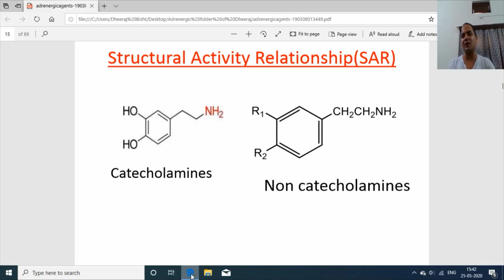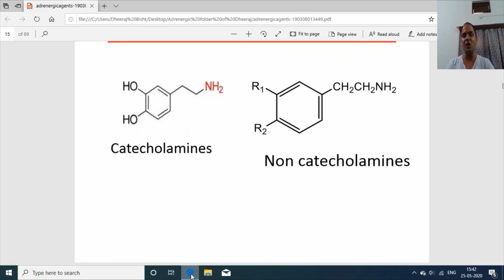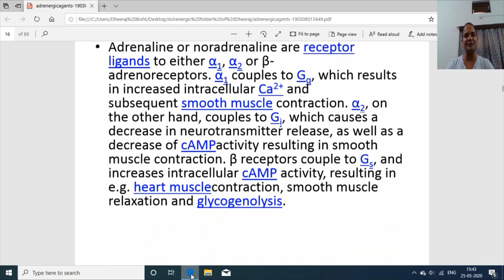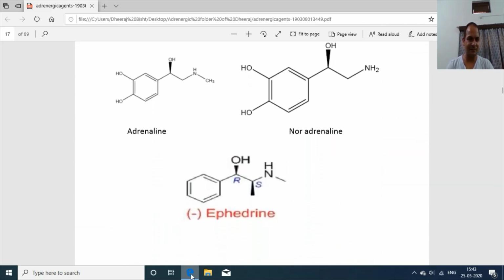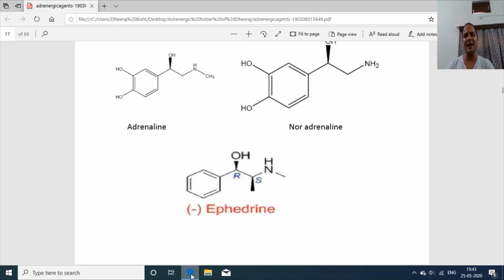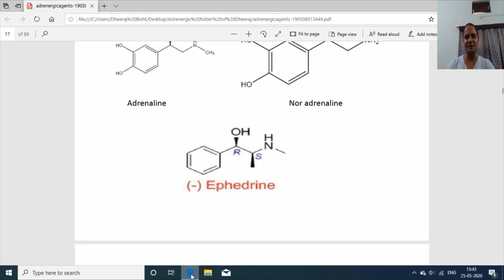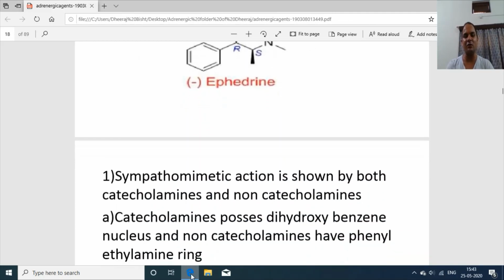But in case of non-catecholamines, there are not two hydroxy groups. Only there is ethyl amino moiety. So that is called the non-catecholamines, which means they do not contain the catechol nucleus. Now please see the structure. This is the adrenaline, that is the methyl catecholamine, and this is the noradrenaline, that is the simple catecholamine, and this is the ephedrine, that is called the ethyl hydroxybenzene, the non-catecholamine. So this adrenaline and noradrenaline are the catecholamines. On the other hand, this ephedrine is the non-catecholamine.